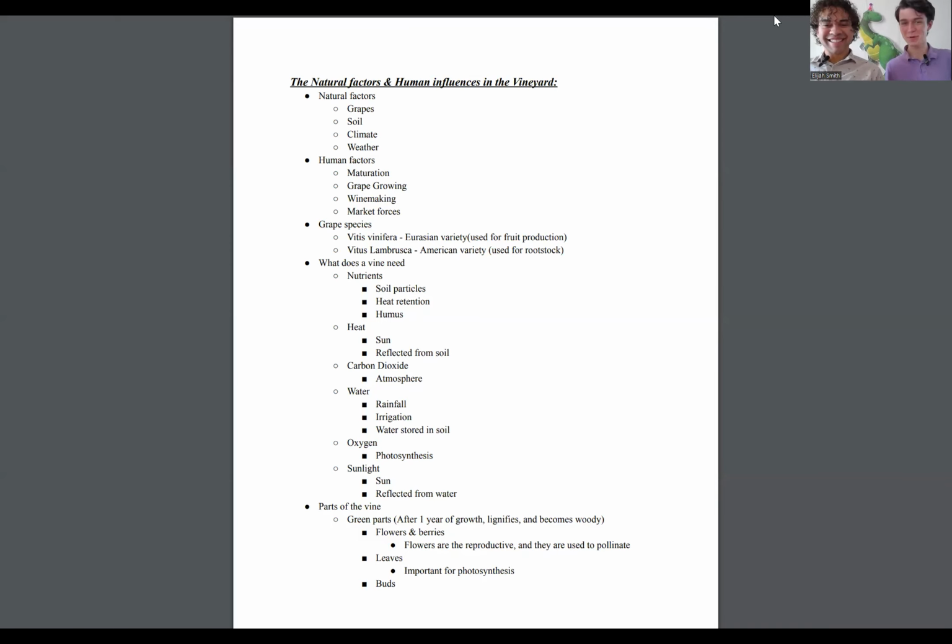What's going on? We're back talking about the natural factors and the human influences in the vineyard. We're talking about the vine today, yes, the most important part of it all. You need the vine to have the grapes to have the wine. You see, it's a chain of events. It's a cyclical cycle, if you will. A big circle. Let's get into it.